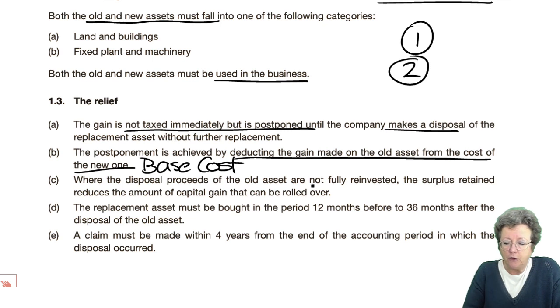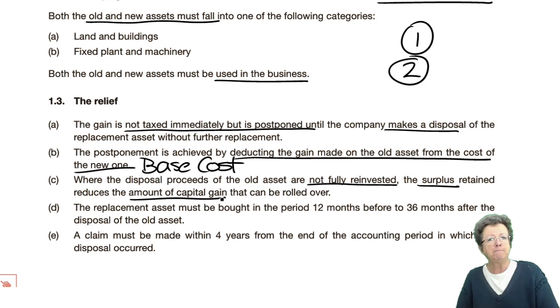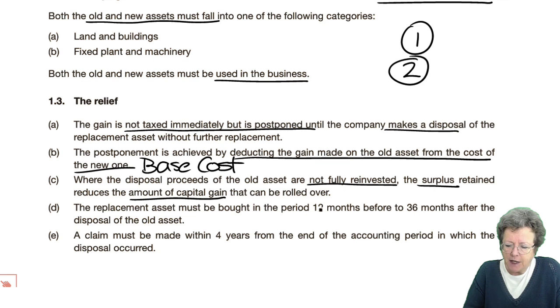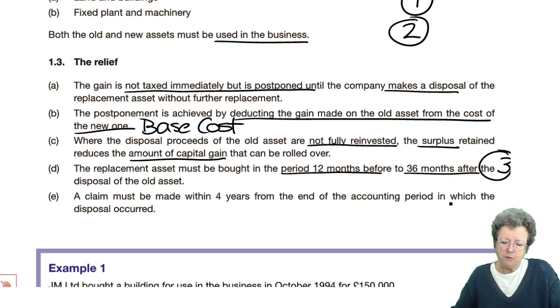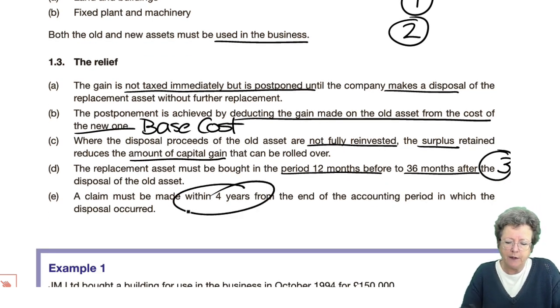If the proceeds are not fully reinvested, then the surplus can amount to a gain. Because if you sell one building, for example, and you roll over all the proceeds that you've received into the new one, you've got no cash. No cash, no tax. If you keep some of the cash back for whatever reason, then that potentially could be chargeable to tax. There is a time span: 12 months before, 3 months after. So that's your third condition. And you must therefore make a claim within 4 years.